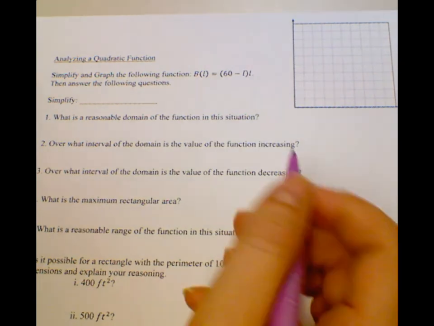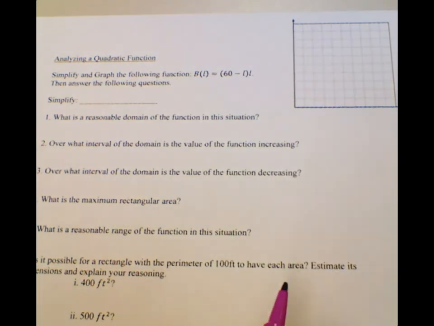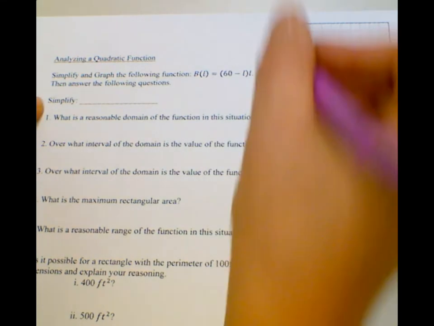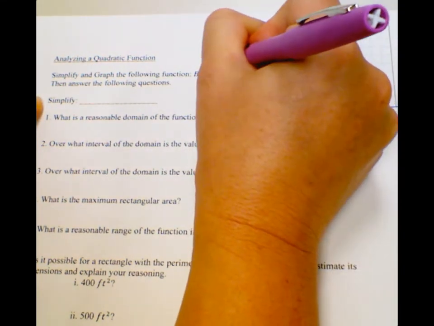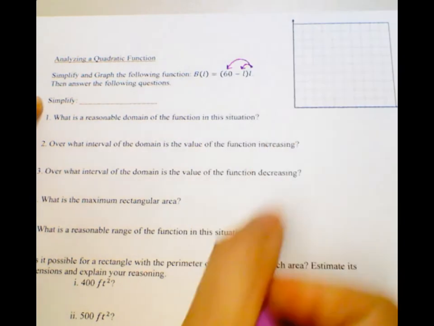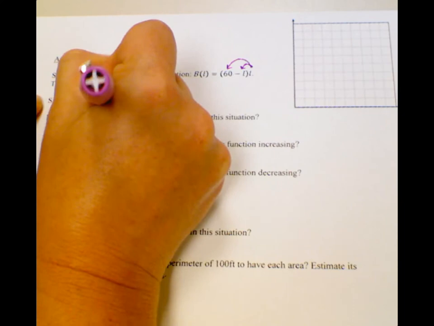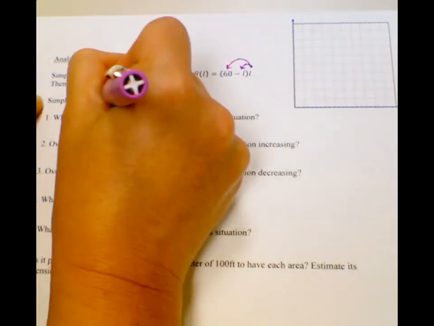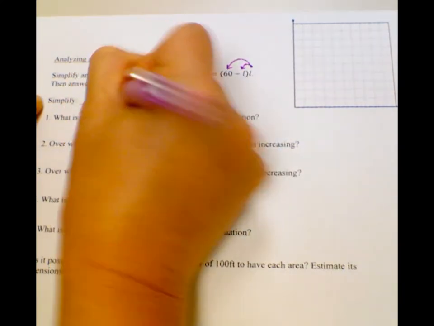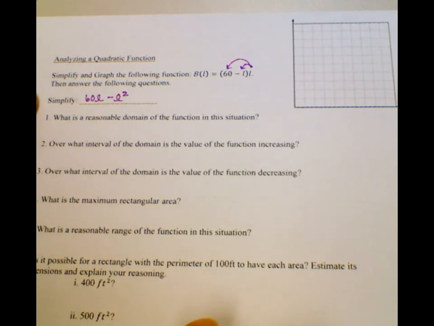So let's look up here. It says simplify and graph the following function, then answer the question. So I'm going to simplify it first right here. And by simplifying it, all it means is do that distributive property. Okay, so L times 60 is 60L, and L times L is L squared. Simplify again just means distribute it out.